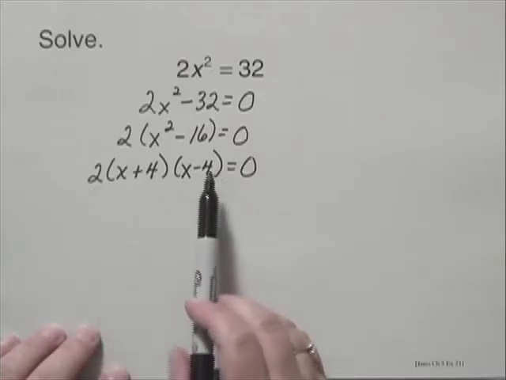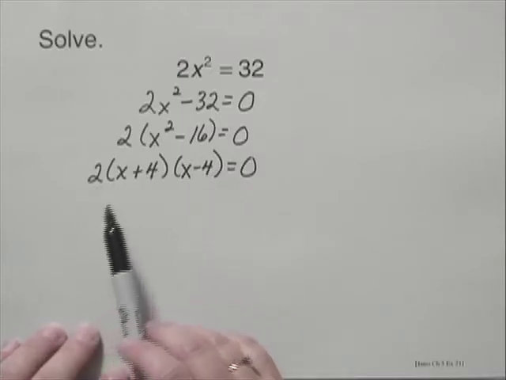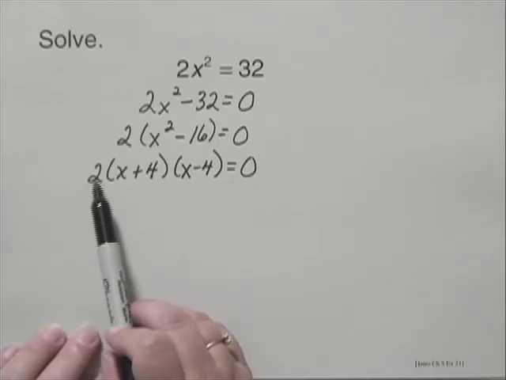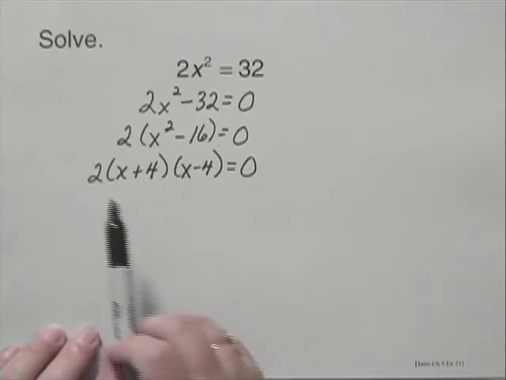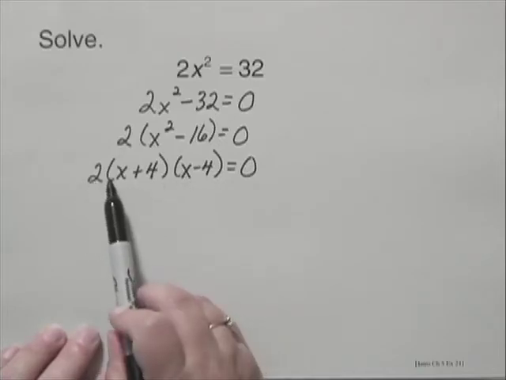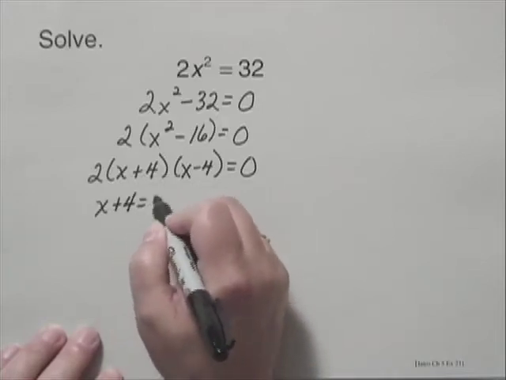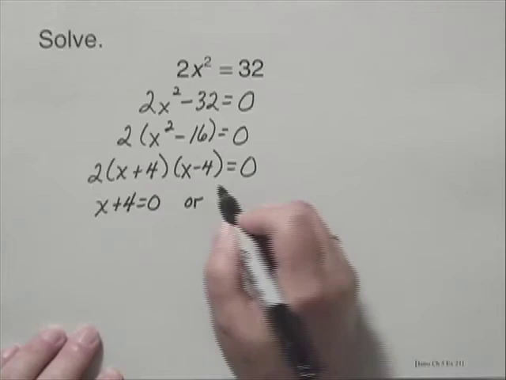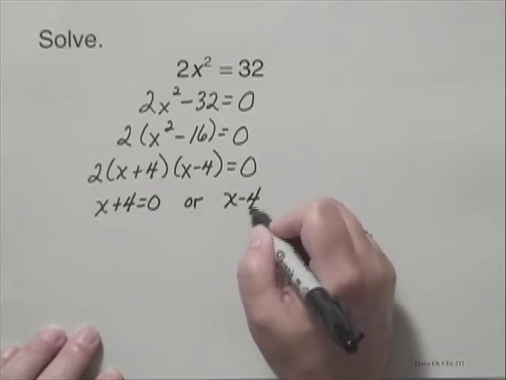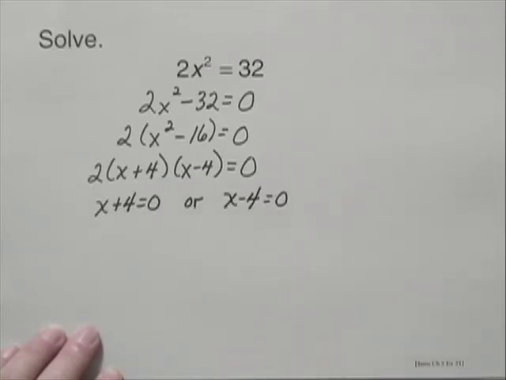Now that this is factored, I can set each factor equal to 0. 2 can't equal 0, so I don't use that one. There's no variable there. I use the factor x plus 4, so x plus 4 equals 0, or the other factor, x minus 4 equals 0.